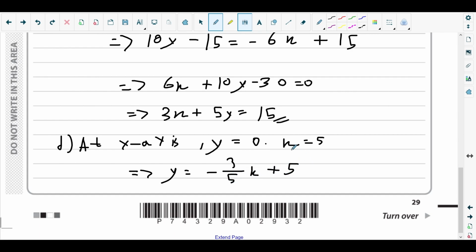5, right? 15 over 5, that is 3. So negative 3 over 5 x plus 3, isn't it? Negative 3 over 5 x plus 3. So we got the equation of line L.